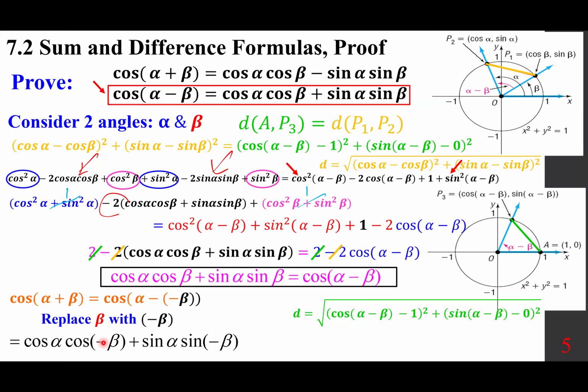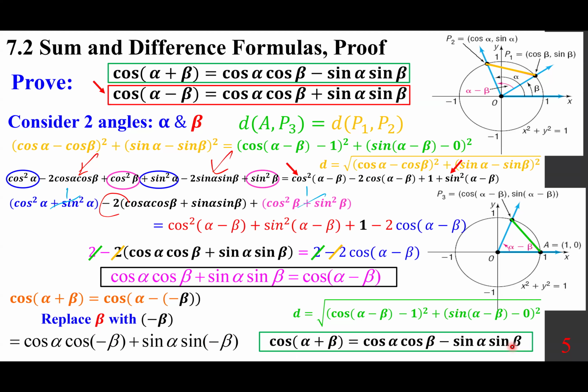Cosine is an even function, so cosine of minus beta or cosine of beta makes no difference. But sine is an odd function. Sine of minus beta is minus sine of beta. So you get cosine of alpha plus beta is cosine alpha cosine beta, minus sine alpha sine beta. And we proved this one as well.